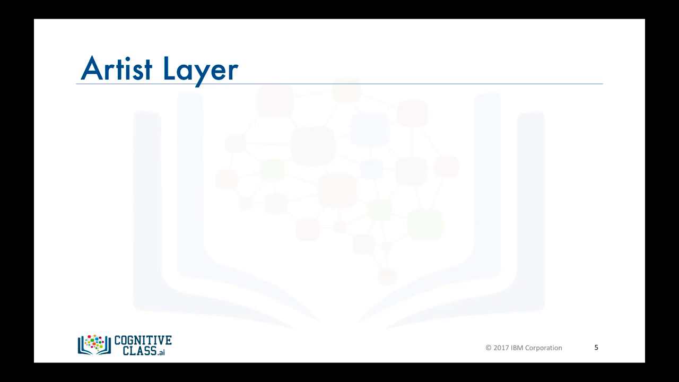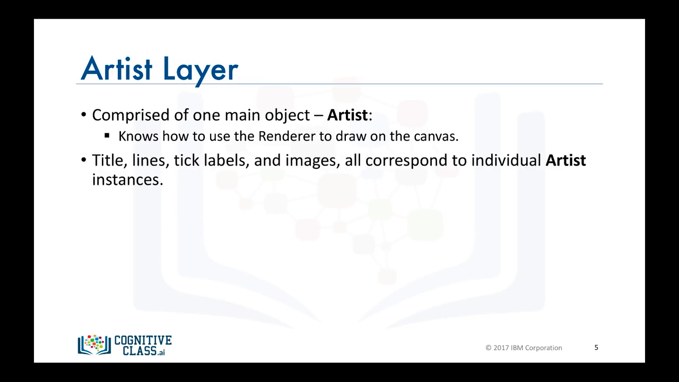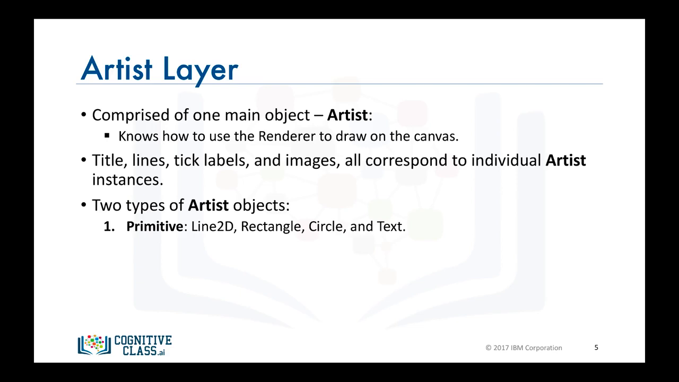Moving on to the artist layer, it is composed of one main object, which is the artist. The artist is the object that knows how to take the renderer and use it to put ink on the canvas. Everything you see in a Matplotlib figure is an artist instance. The title, the lines, the tick labels, the images, and so on all correspond to an individual artist. There are two types of artist objects. The first type is the primitive type, such as a line, a rectangle, a circle, or text. And the second type is the composite type, such as the figure or the axes.